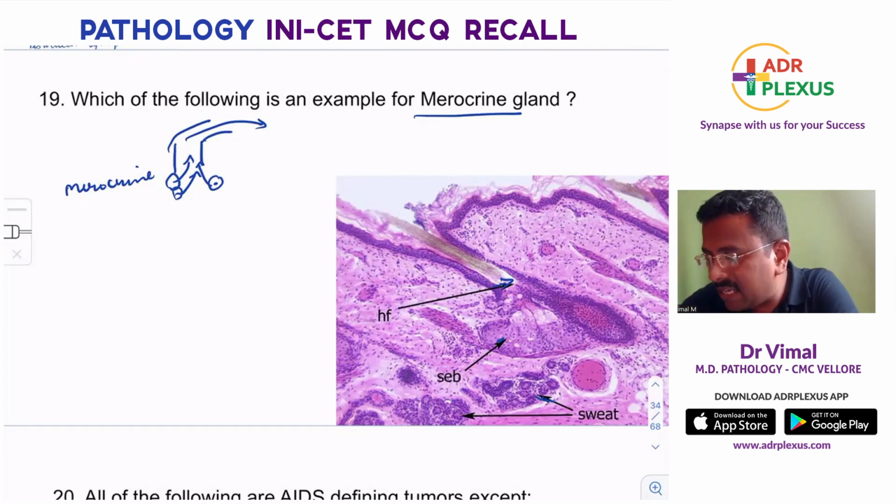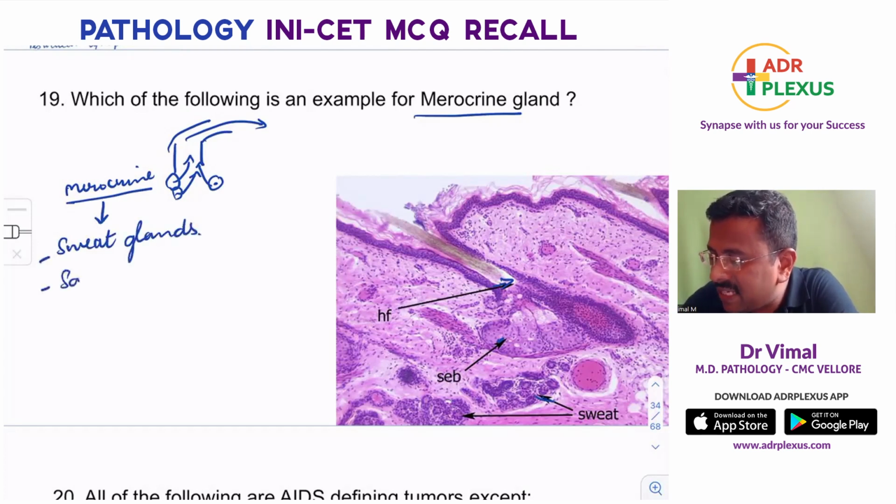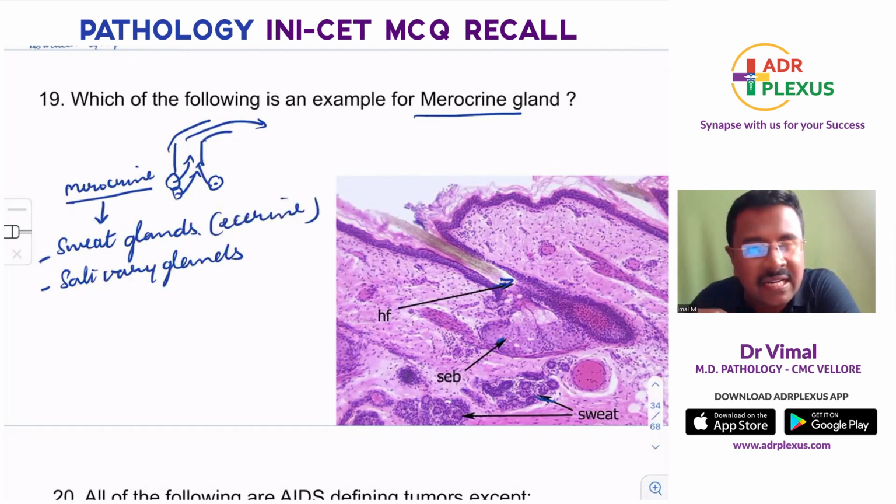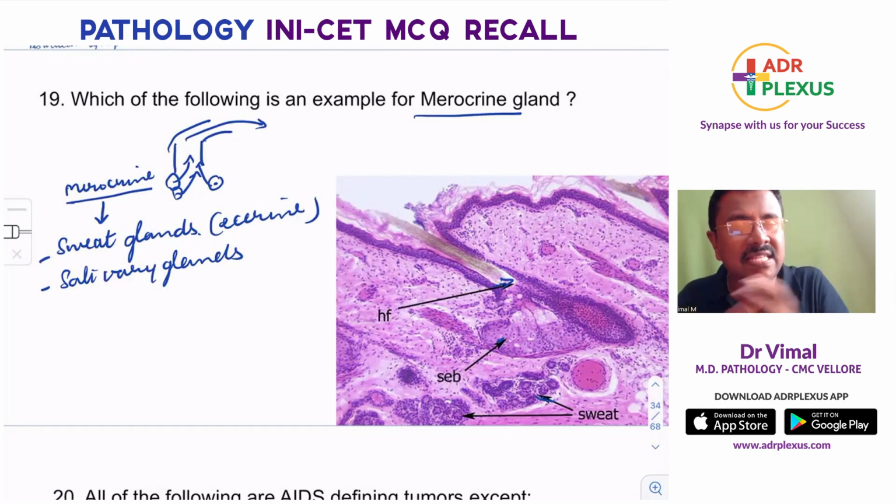The classical example of merocrine glands is the sweat glands and the salivary glands, especially the eccrine sweat glands. Eccrine sweat glands and the salivary glands are the classical examples of merocrine glands, where the secretions are emptied into the duct and passed into the lumen.